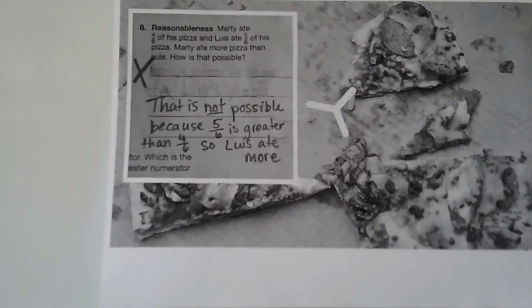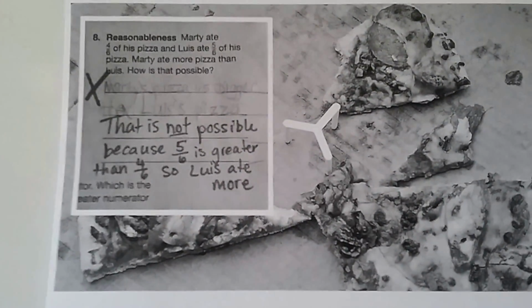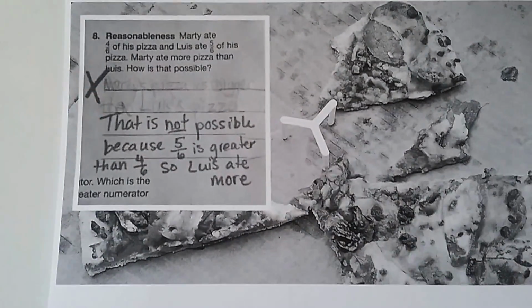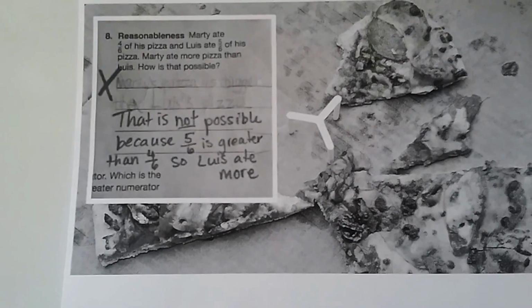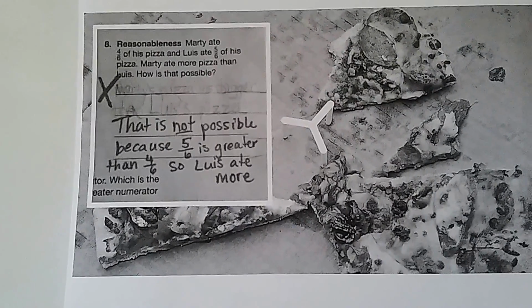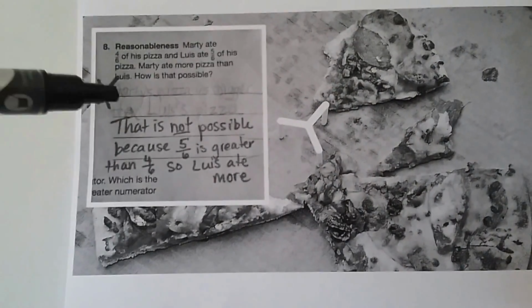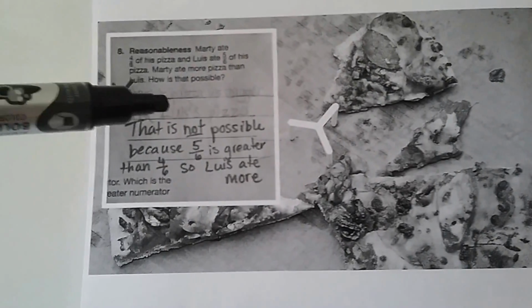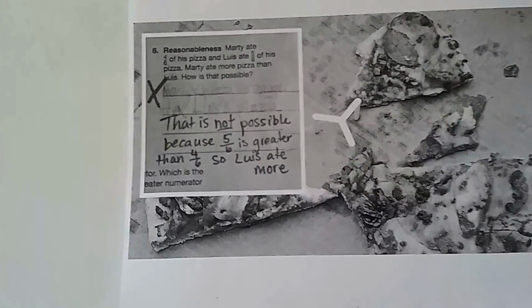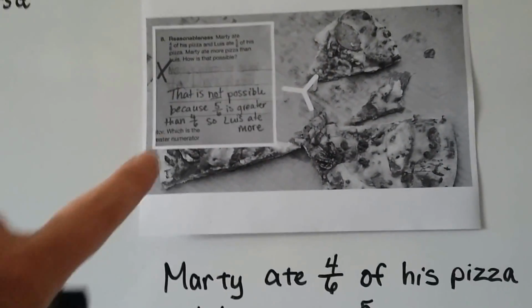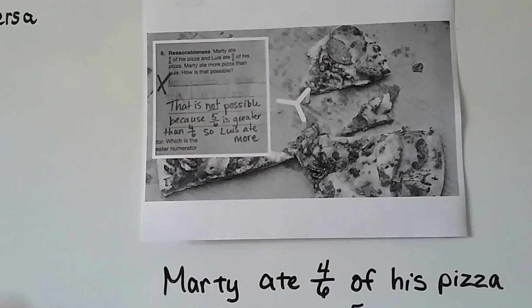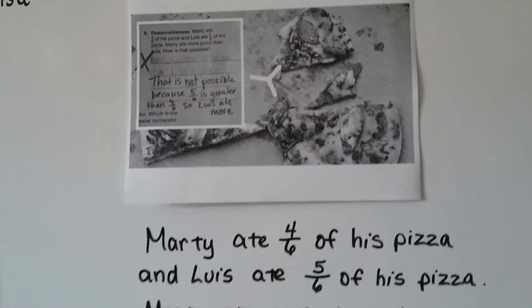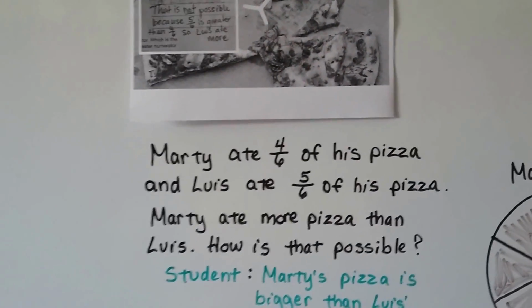So here's the picture I found on the internet. It's a little hard to read the student's writing, but if you look very closely, it says Marty's pizza is bigger than Lewis's pizza. And the teacher said that's not possible because 5/6 is bigger than 4/6, so she marked it wrong. All right, so here's the question.